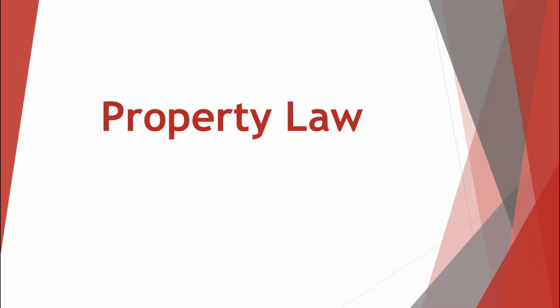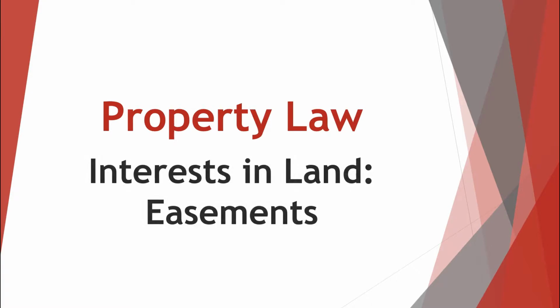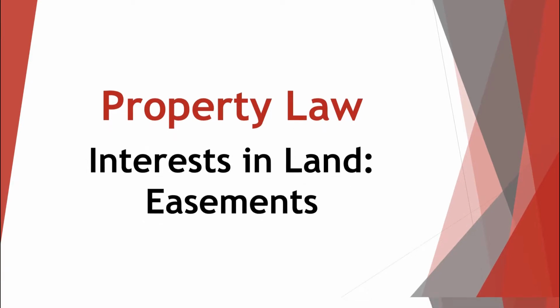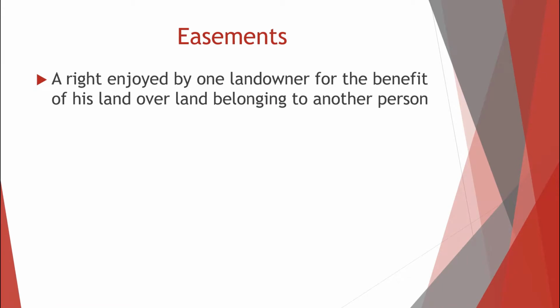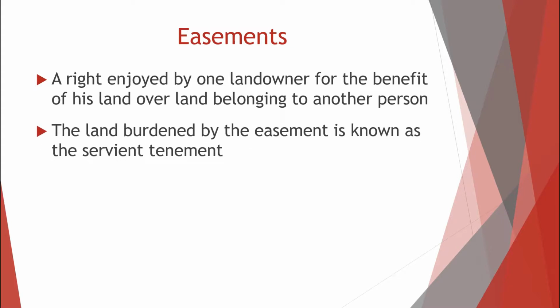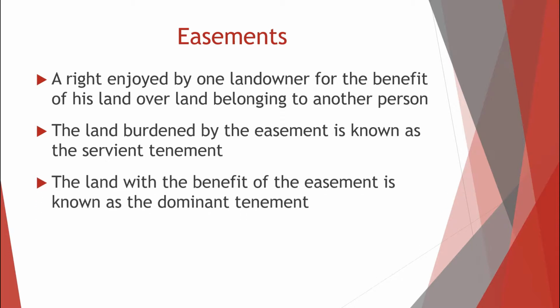In this module, we will look at easements. Easements are rights which allow one landowner to enjoy rights over land belonging to someone else. The land burdened by the easement is known as the servient tenement, and the land with the benefit of the easement is known as the dominant tenement. The owners of the two pieces of land are known as the servient owner and the dominant owner, respectively.